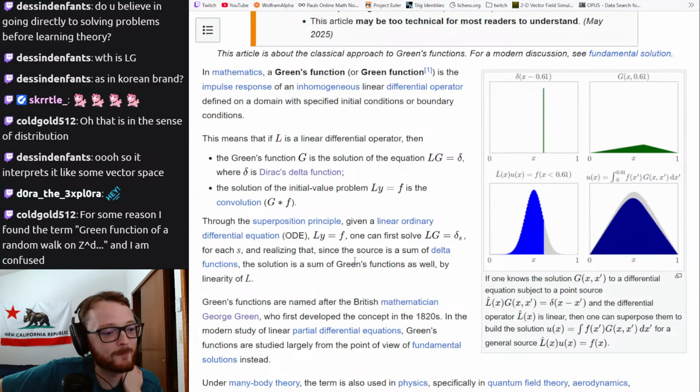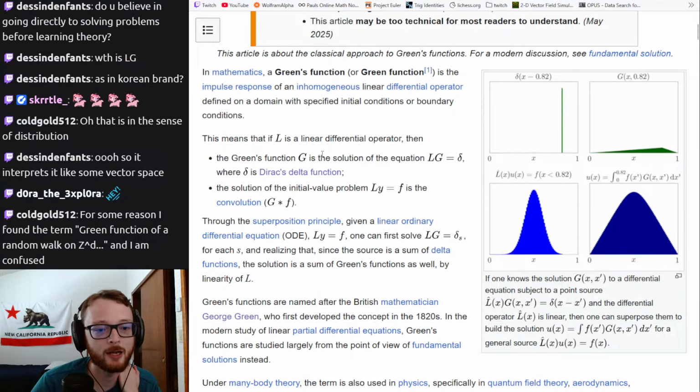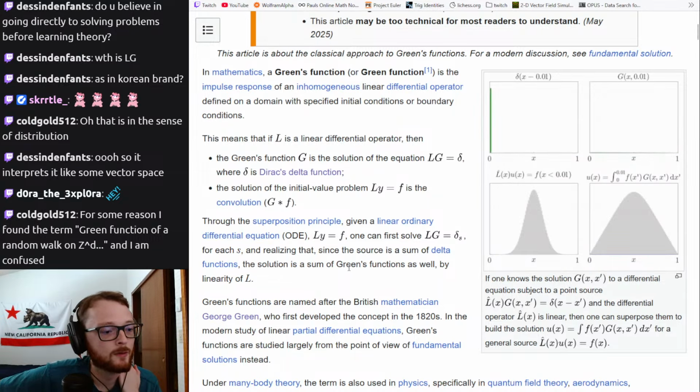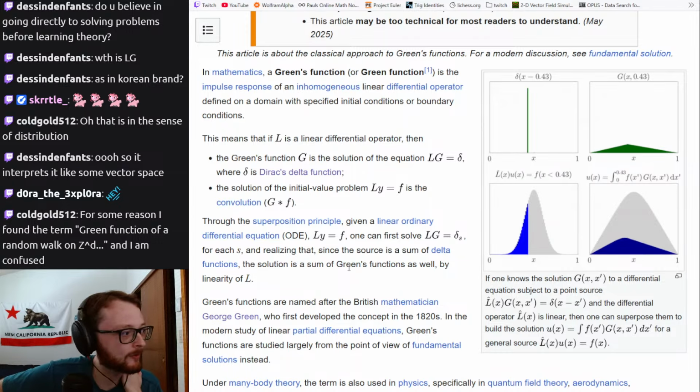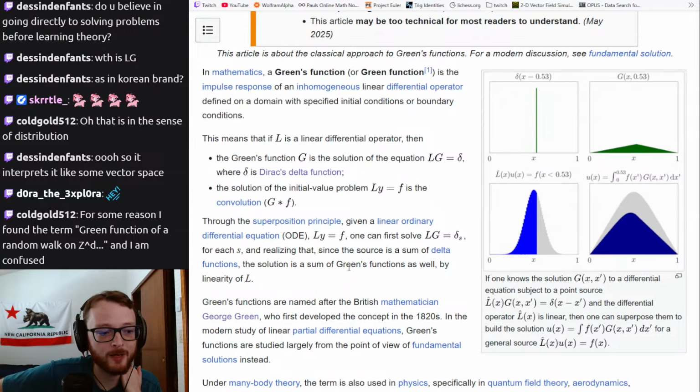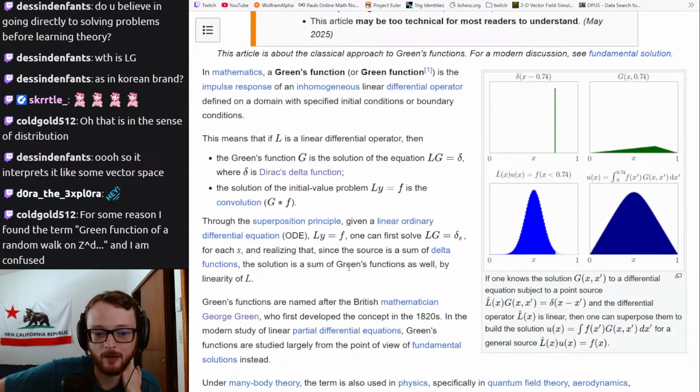In terms of some vector space? I bet so, Destin. I don't know the theory of that, but this does look a hell of a lot like a matrix equation. For some reason, I found the term Green function of a random walk on Z^d, and I am confused. Ooh. I think I remember seeing some 3Blue1Brown or Veritasium video on a connection between random walks and differential equations. I want to say there is one.